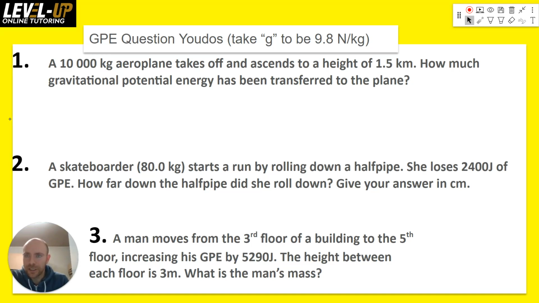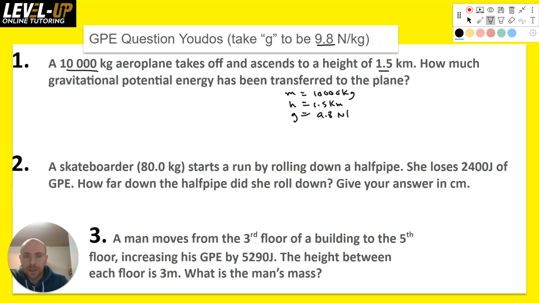Okay, we're going to look at one example here, and then I'll hand over to you. A 10,000 kilogram aeroplane takes off and ascends to a height of 1.5 kilometers. How much gravitational potential energy has been transferred to the plane? So in this case, let's again write down the information we have. We have that the mass is 10,000 kilograms. We have that the height is 1.5 kilometers. And we have that our g, because they've told us in the question, is 9.8 newtons per kilogram.